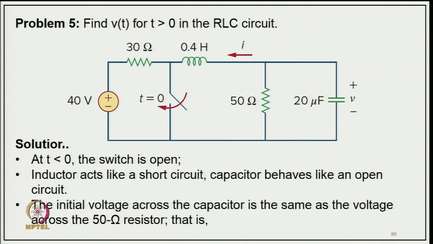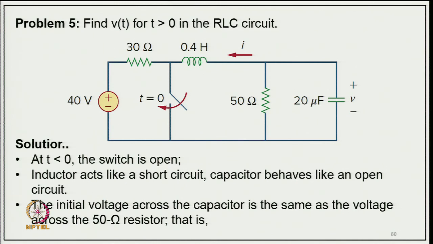Now, coming to problem 5: find V(t) for t greater than 0 in the RLC circuit, where you can see here a 40 volt source, a 30 ohm resistance, 0.4 millihenry, a 50 ohm resistance and 20 microfarad, and of course, typically with the switch. So, at t less than 0 the switch is open, and the inductor acts like a short circuit, the capacitor behaves like an open circuit.